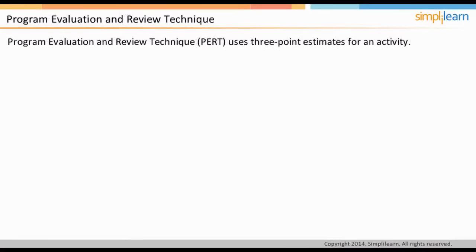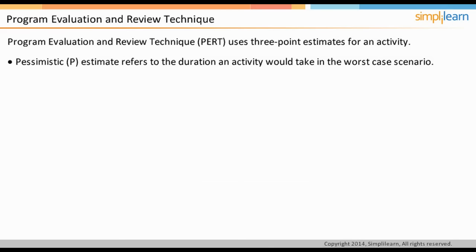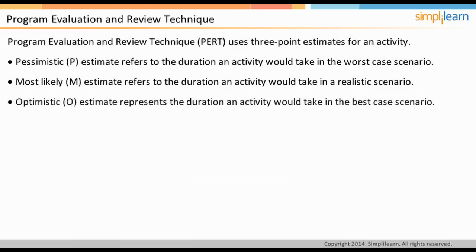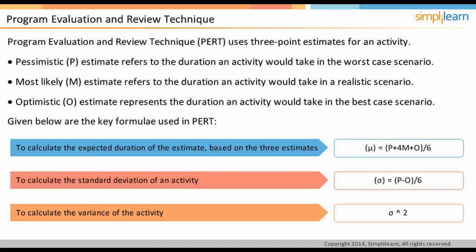Program evaluation and review technique is based on 3-point estimates for an activity. The pessimistic estimate refers to the worst-case scenario, whereas the most likely estimate is what you expect to happen in a realistic scenario. The optimistic estimate, on the other hand, represents the amount of time an activity would take in the best-case scenario. Based on these three estimates, the expected duration of the activity is calculated as per the formula given on the screen. The formula for calculating standard deviation of an activity and variance of an activity is also given.